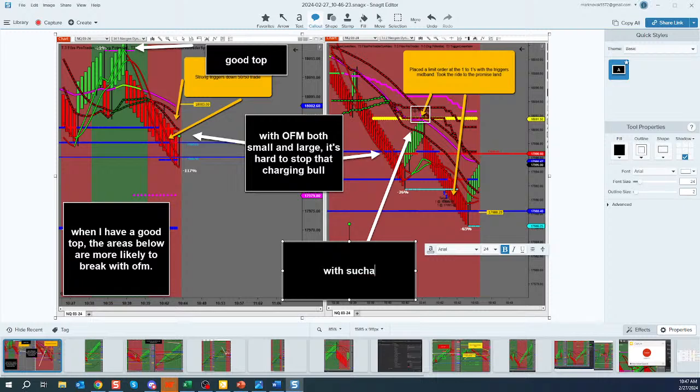With such a low risk entry, Cav says he has more advantages than disadvantages, and he's willing to risk his money.